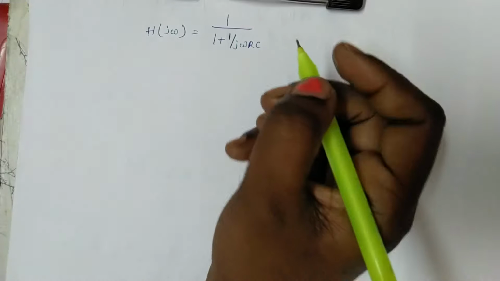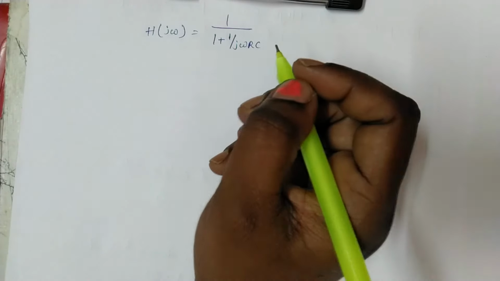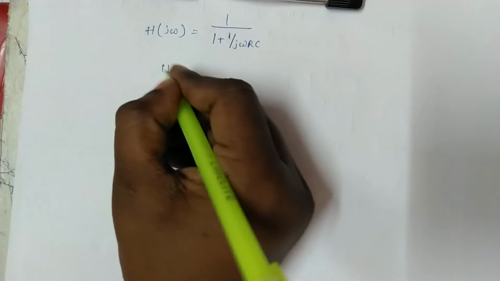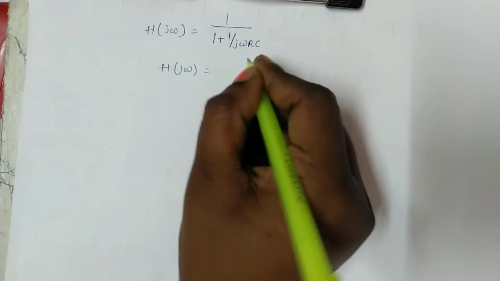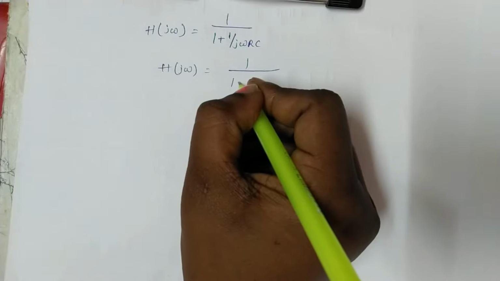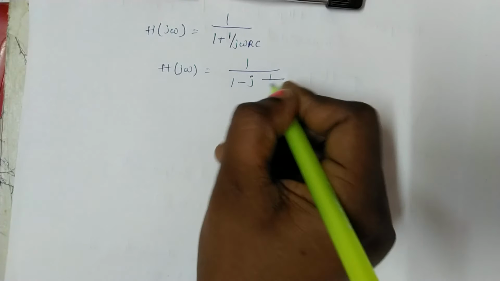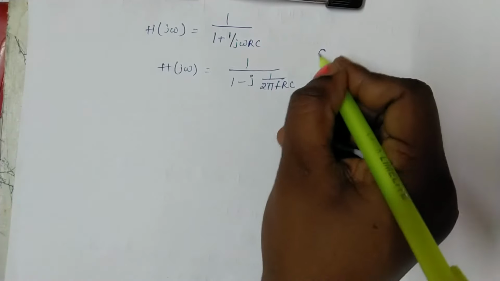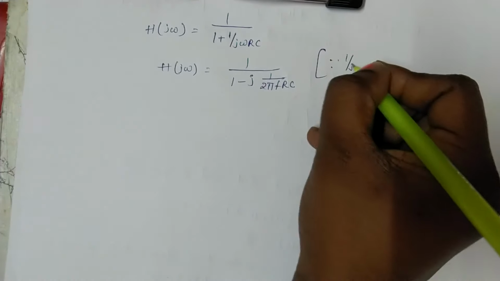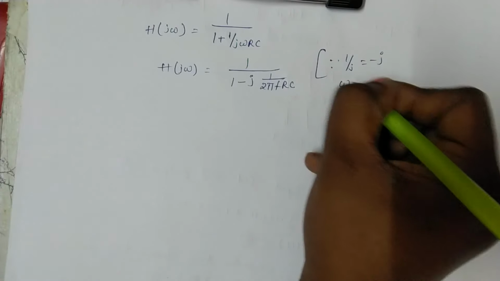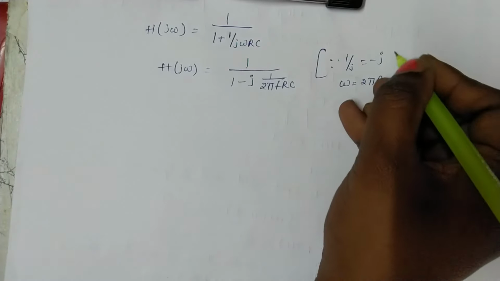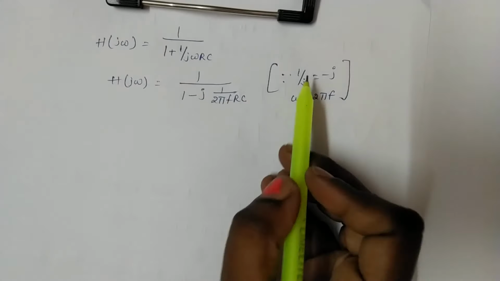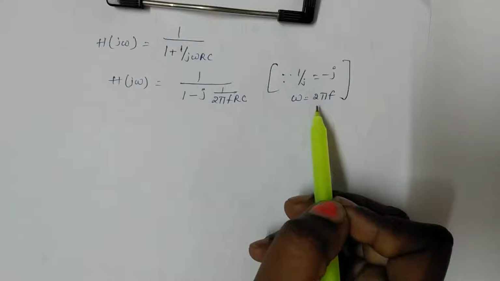We know that 1 by j equal to minus j. So in place of 1 by j, we can represent it as minus j. So H of j omega is represented as 1 by 1 minus j by 2 pi f RC. We can represent it like this, since we know that 1 by j equal to minus j and omega equal to 2 pi f. We all know these formulas.